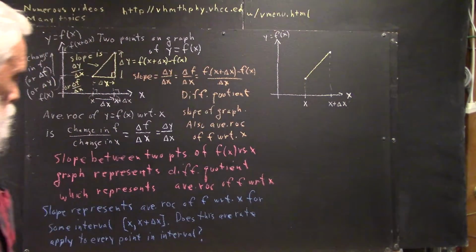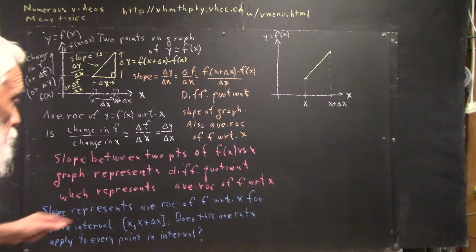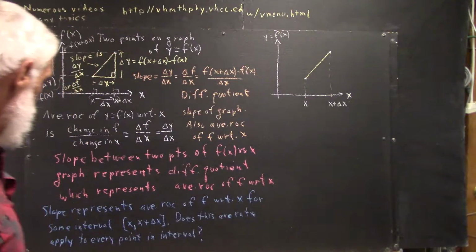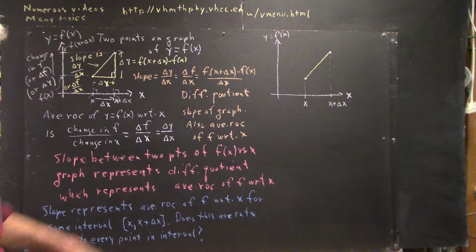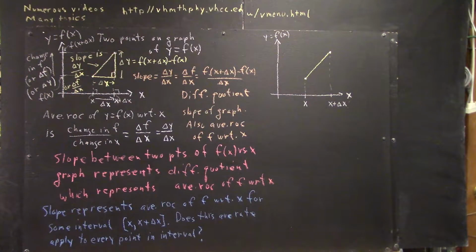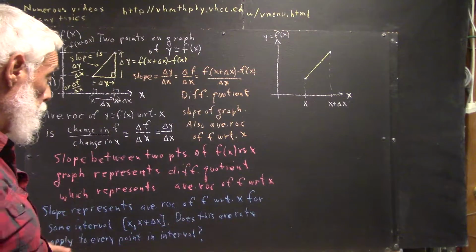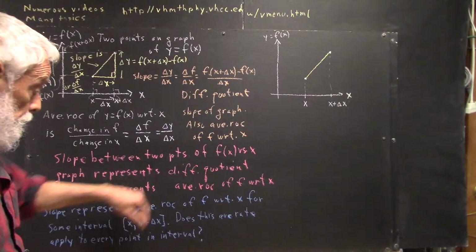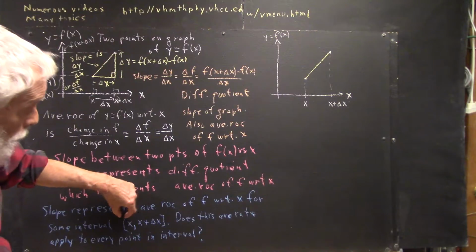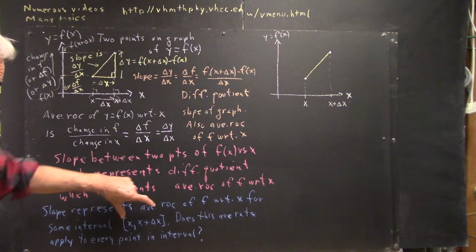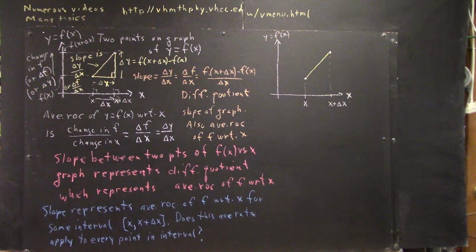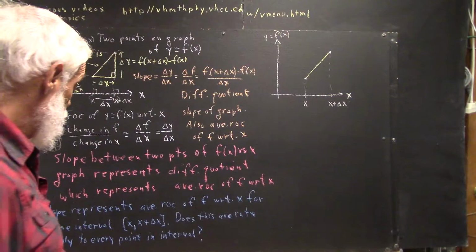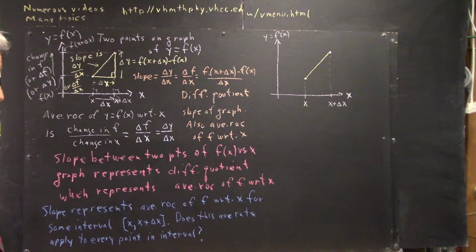Okay, so the slope represents the average rate of change of f with respect to x for some interval between x and x plus delta x. Now, does this average rate apply to every point in this interval? This closed interval from x to x plus delta x, and I assume you understand interval notation. Well, maybe it does, maybe it doesn't. We don't have any further information.